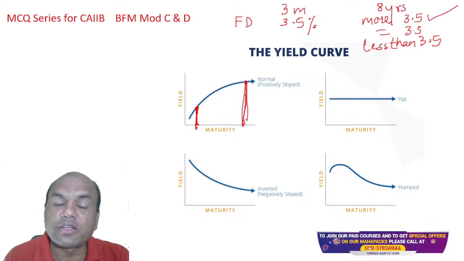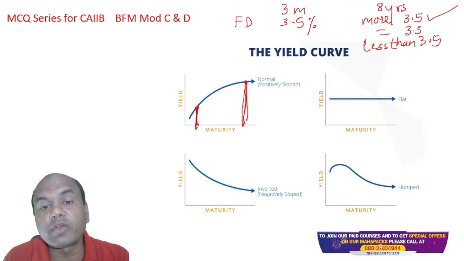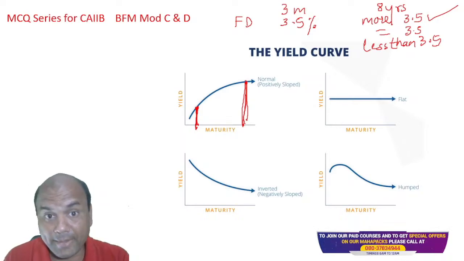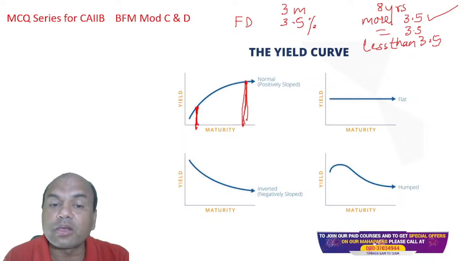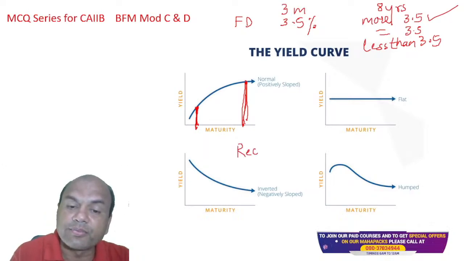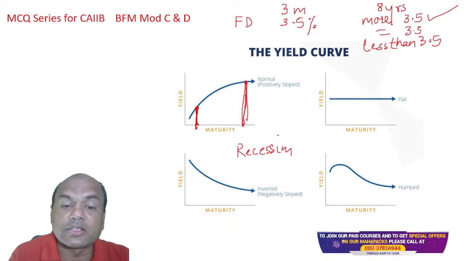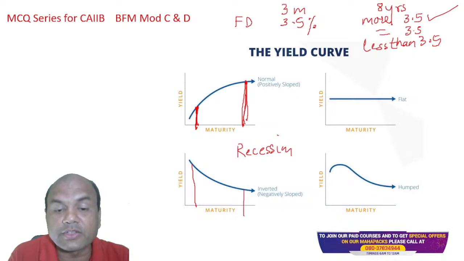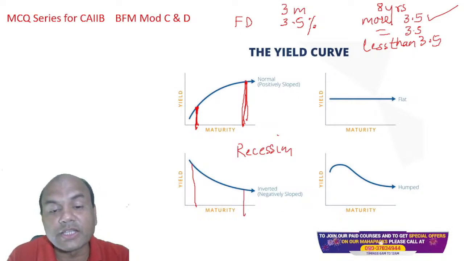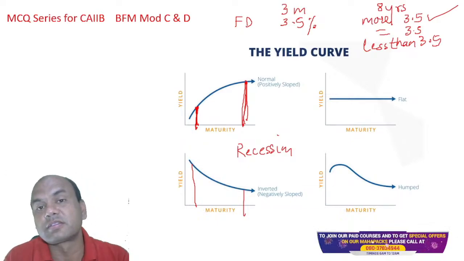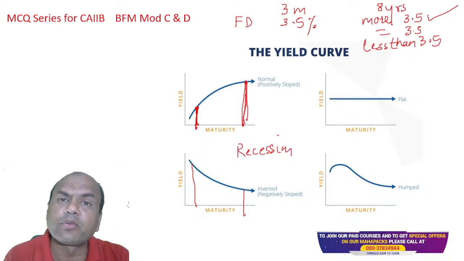This is possible when we assume that the country will grow upwards. If my country is growing upwards, only then this is possible. If my country is going into recession, then it will be exactly reverse. The FD rate and bond rate for 3 months will be higher, and the bond rate for 10 years will be lower. This is known as the inverted yield curve. An inverted yield curve is a sign of recession and a normal yield curve is a sign of good growth.